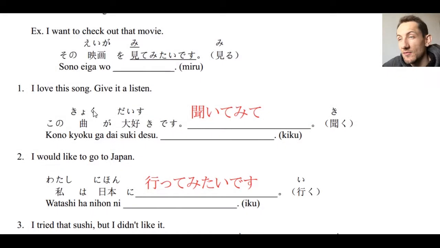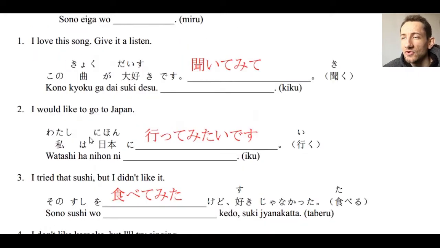Number 1, I love this song. Give it a listen. この曲が大好きです。聞いてみて。So give it a try. Number 2, I would like to go to Japan. 私は日本に行ってみたいです。So we have 私, so it's probably better to use です. You can't just say 日本に行ってみたい. That's fine, but 私は日本に行ってみたいです is more polite.